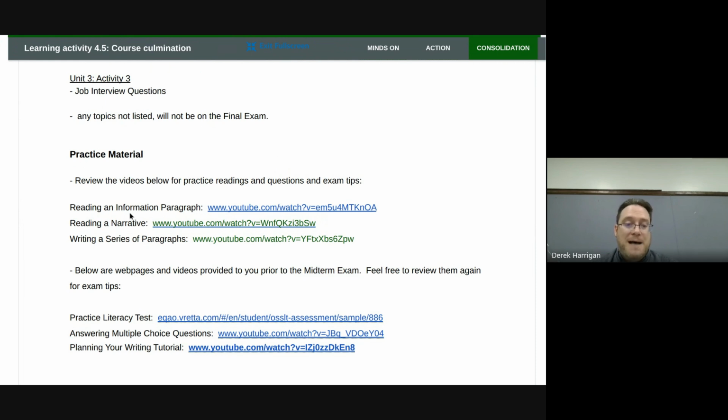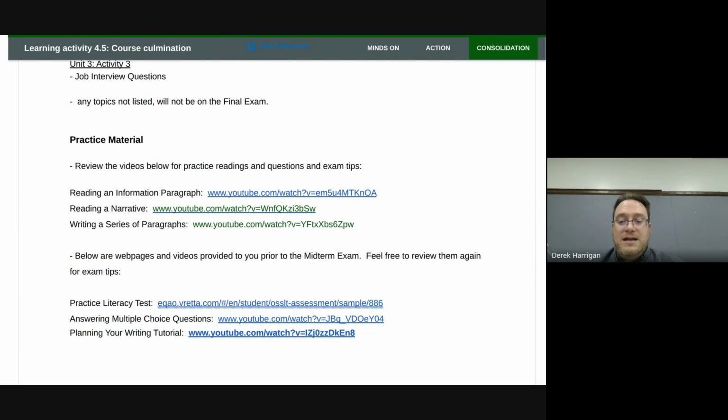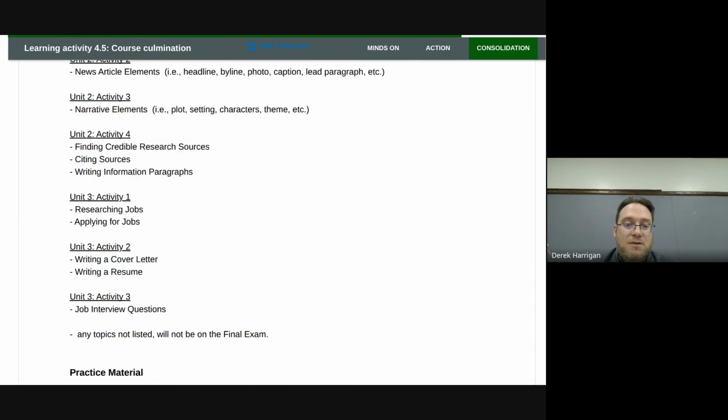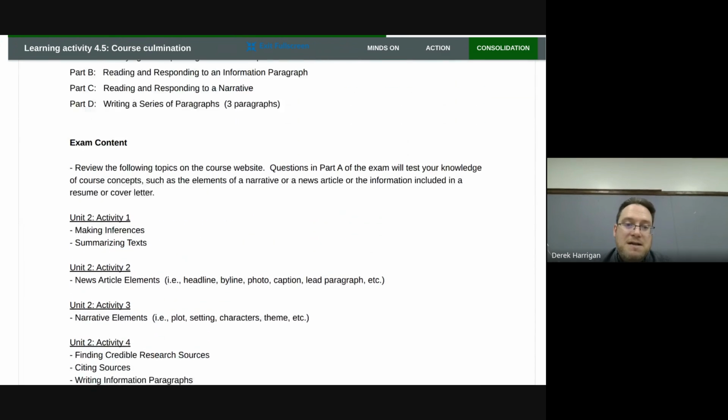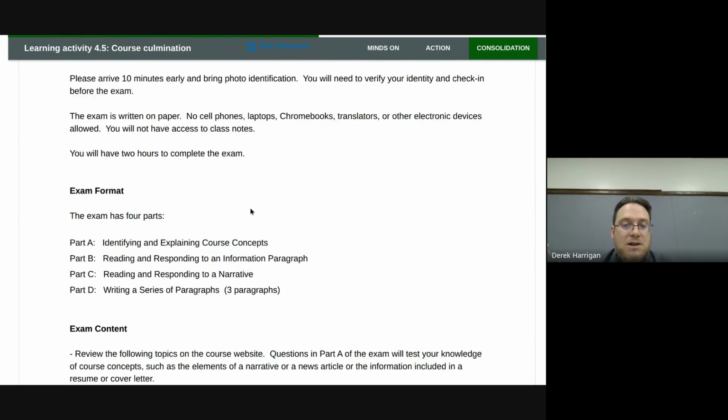I would say these three right here are the primary ones because these are the exact three things that you have to do on your final exam. Again, read an information paragraph and answer questions, read a narrative and answer questions, and write a series of paragraphs. And that's it. That's the review material. This is the content, and this is the format, what it'll look like.